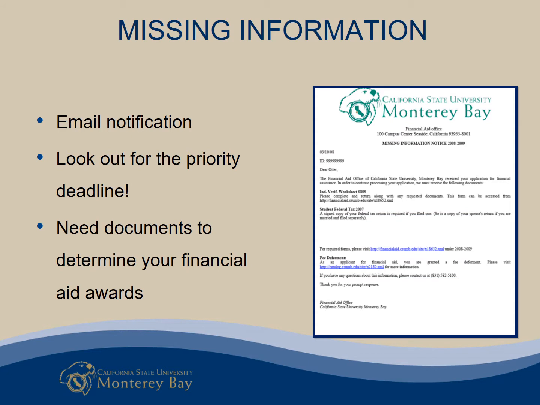Missing information. If you received any of our missing information emails, that means you were selected for documents to turn in here at our financial aid office. For example, this student on the slide was selected for the independent verification worksheet, along with student tax return transcripts. We do provide directions, and the priority deadline will be listed on the email as well. We cannot determine your eligibility for financial aid until your documents are in and processed.